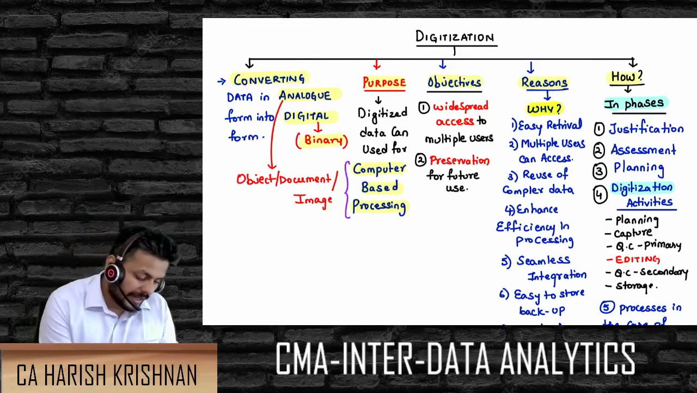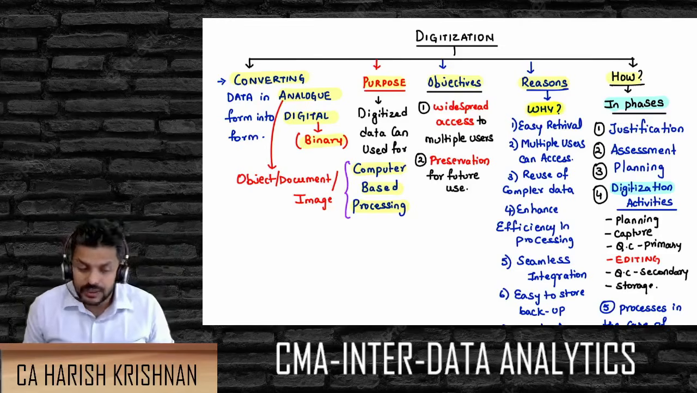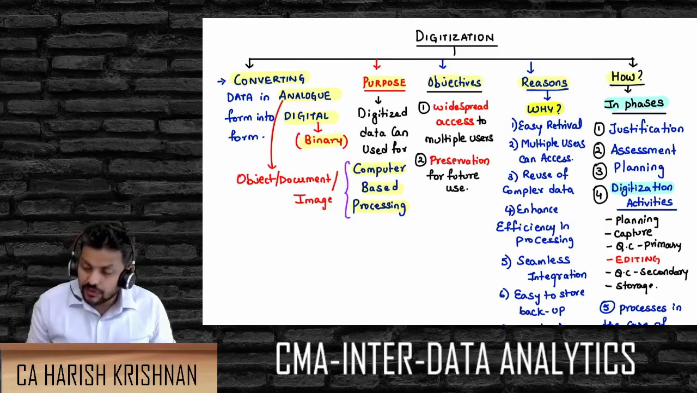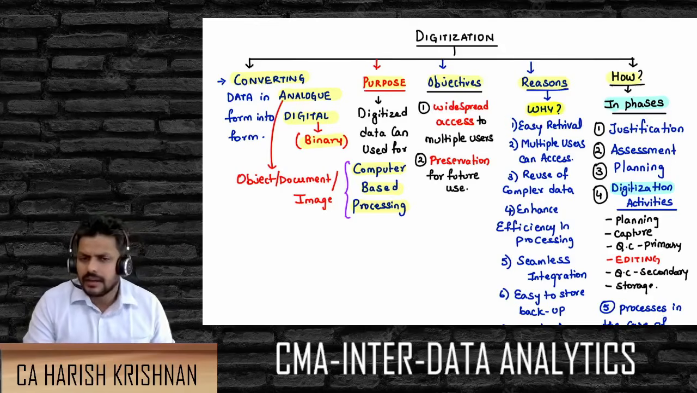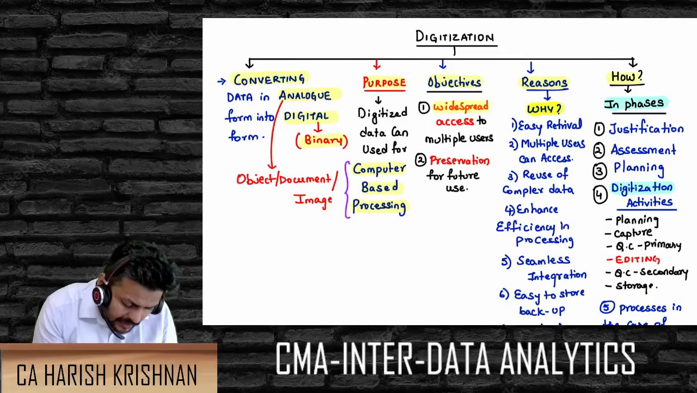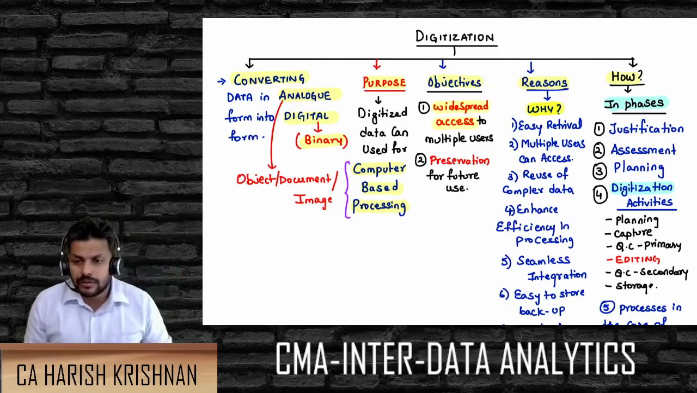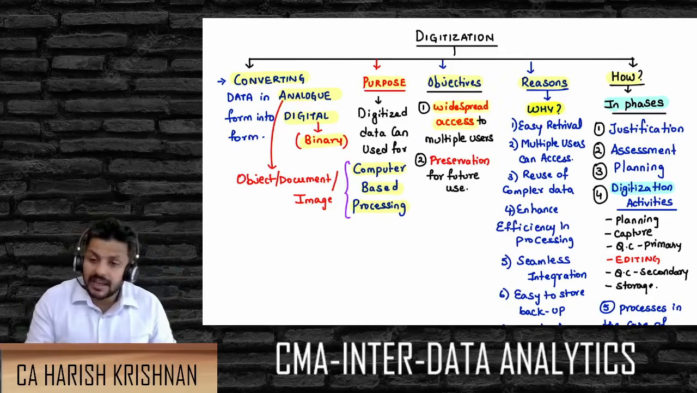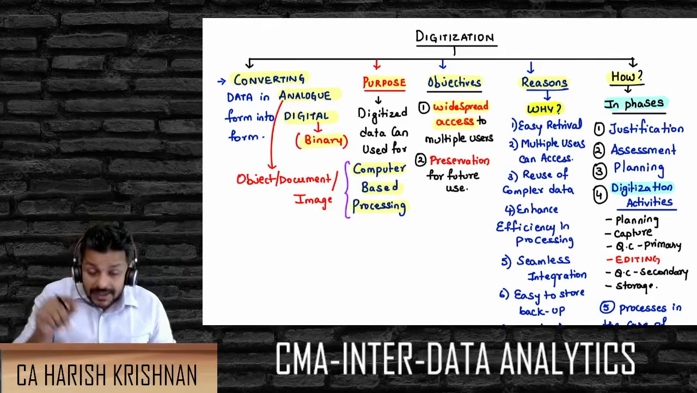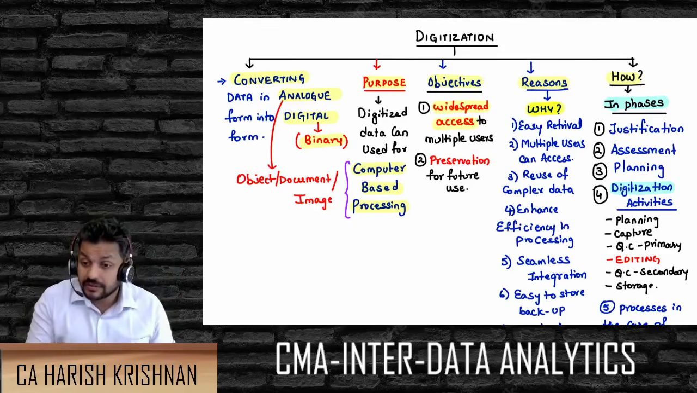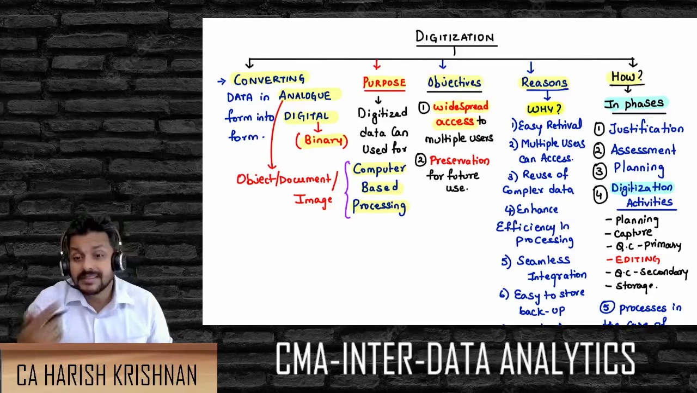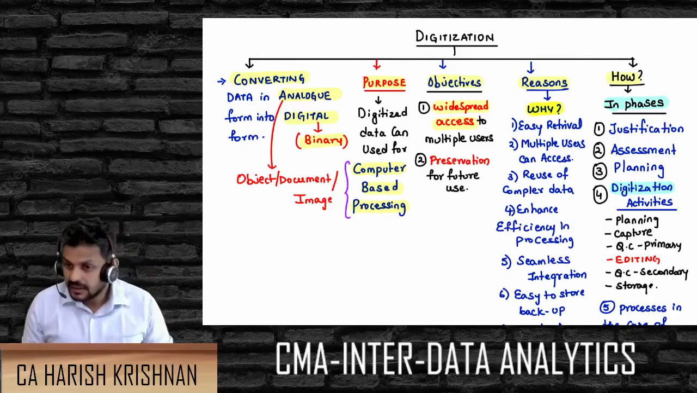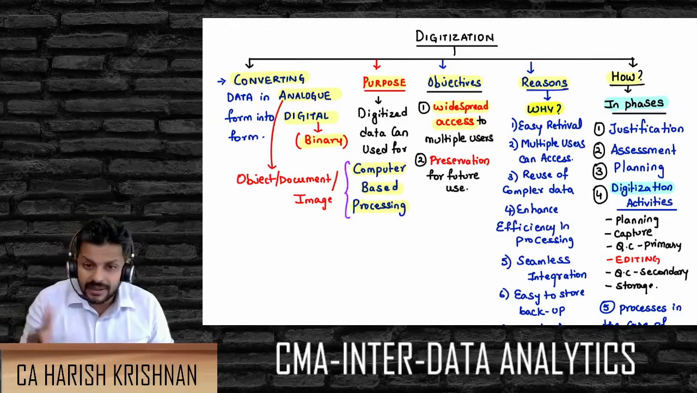Two of the main objectives are these. If you are keeping analog data, it will be there in one place only. If I have to get access to it, I have to go there. But just imagine, today we have digital data and we can get access to data anywhere, right? So widespread access to multiple users. In fact, what is not written there but can be added is multiple people. Widespread access is there to multiple people simultaneously. If you want, you can add that word there, simultaneously.